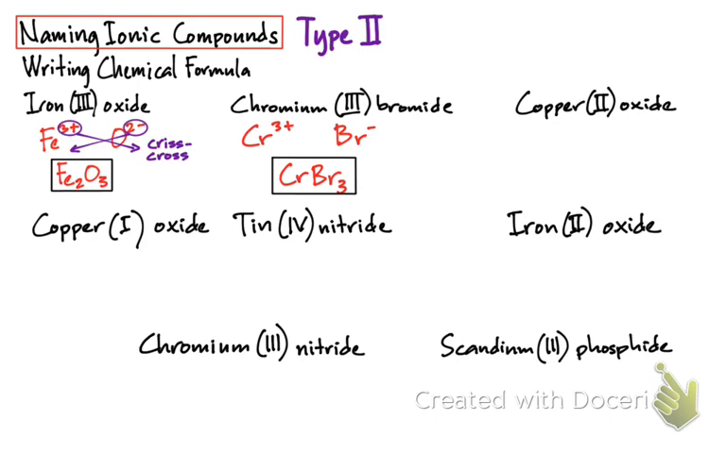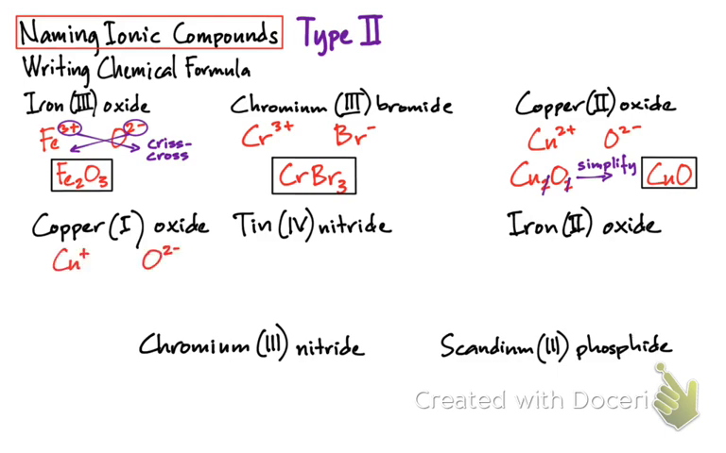For copper 2 oxide, you do the same thing. So you have Cu2 plus and O2 minus. When you cross them, you have Cu2O2. And you can simplify this because it's a formula unit. It's supposed to be similar to an empirical formula, but applied to ionic compounds. So you just simplify this into CuO. For copper 1 oxide, you have Cu1 plus and O2 minus. So when you do the crisscross, you have Cu2O.